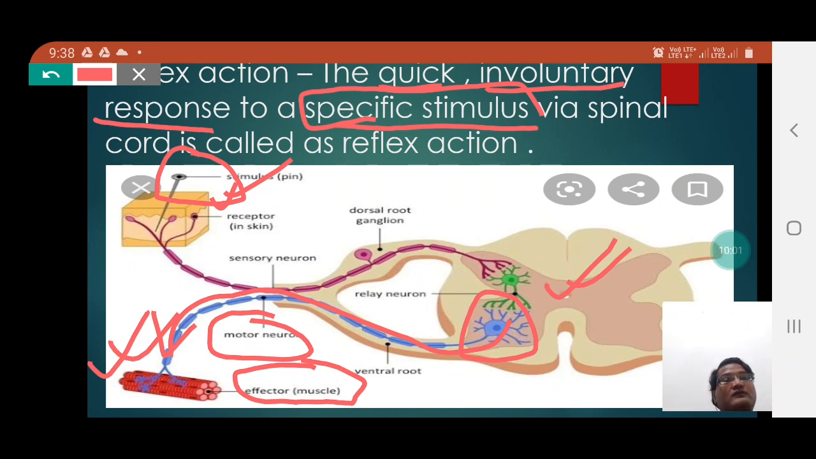And because this whole process takes place in the spinal cord, that is why it is called reflex action.